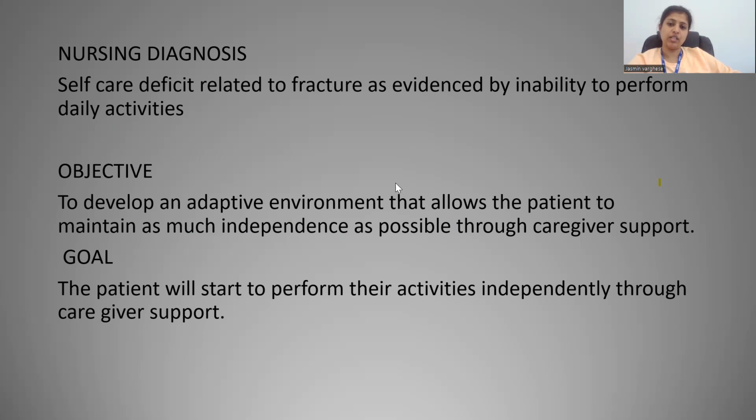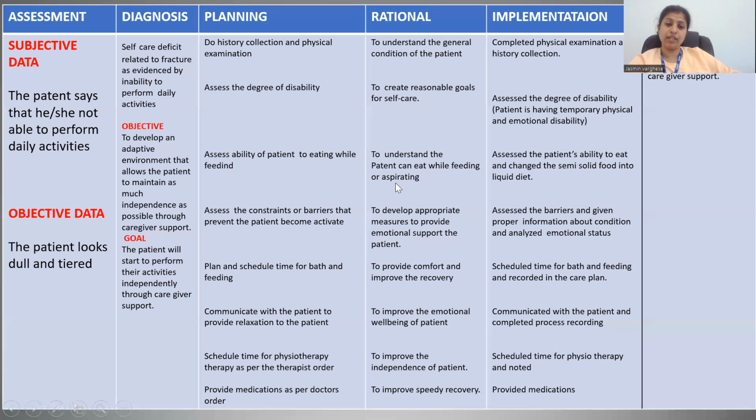The next thing is nursing care plan. Nursing care plan is very important. While writing a nursing care plan, you have to write all these columns: assessment, diagnosis, planning, rationale, implementation, and evaluation. Under assessment, you have to write subjective data and objective data. Subjective data means what the patient is saying about the condition, and objective data is what the nurse is observing. So the patient is saying that he or she is not able to perform daily activities.